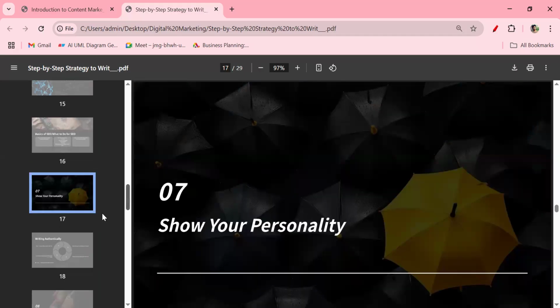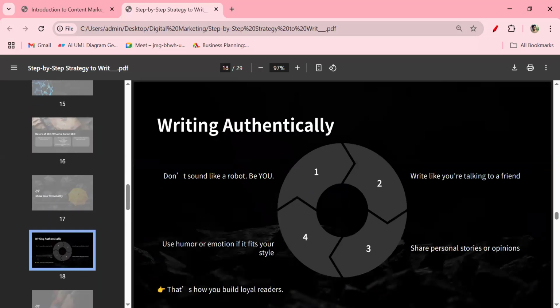Show your personality. In your personality, what is defined: don't sound like a robot, be you. So that's why yesterday I told you to make a proper storytelling of what you are learning on a daily basis. While implementing on a daily basis what you have learned, it shows that someone is learning and shows your personality. And write like you are talking to a friend. So whenever you write, you just have to write like you are talking to a friend, and use humor or emotion if it fits your style.